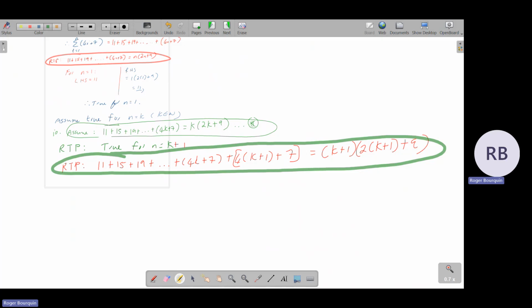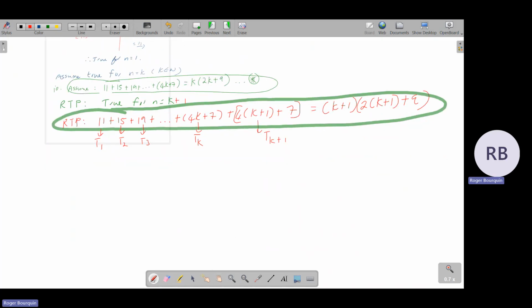That's just the second last term. So this is term 1, this is term 2, this is term 3, this is term k. The last term in the series is 4 times (k plus 1) plus 7, and this is term k plus 1. You with me? But we need term k because we're going to use that in our assumption, to sub in the assumption. I'm going to start proving this thing.